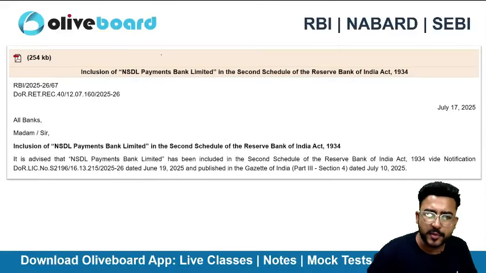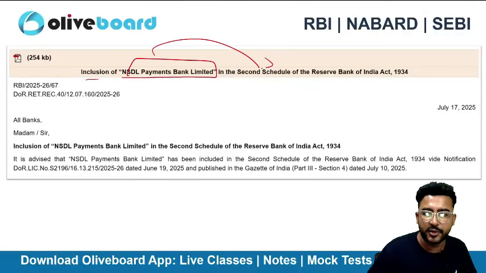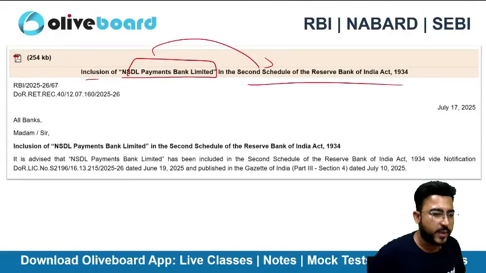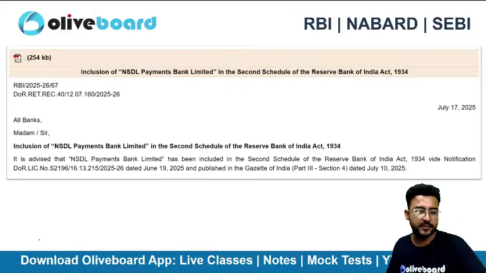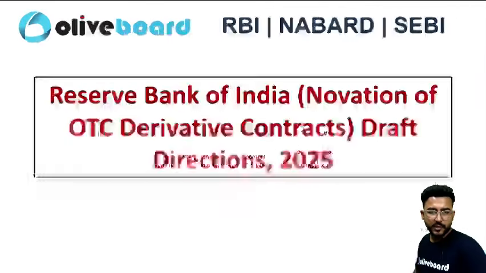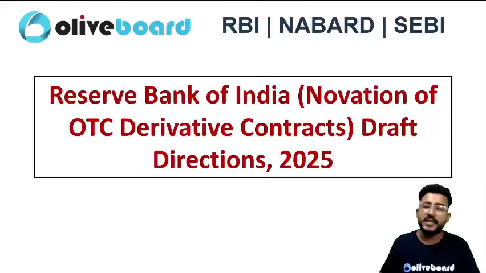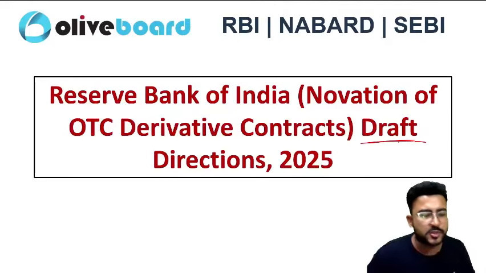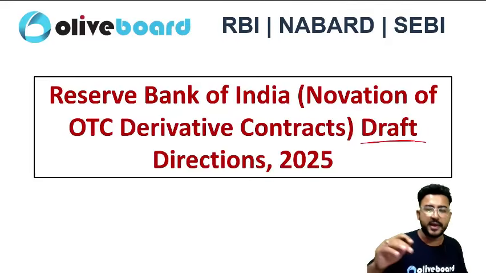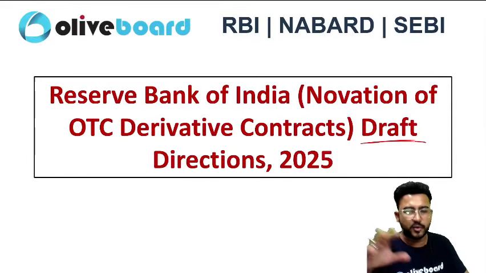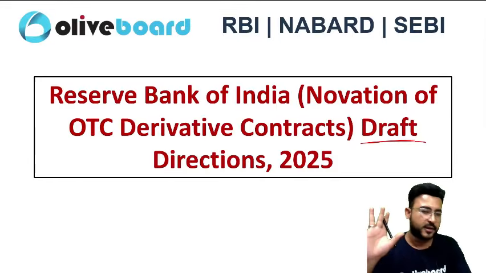Next, again, not so important, inclusion of the NSDL Payment Bank Limited in the second schedule. So it's also now a scheduled bank, NSDL Payment Bank Limited, right? Then this is a draft direction, right? This is not a final direction. This is a draft direction. So what you need to do is just read this in a very crisp manner, right?